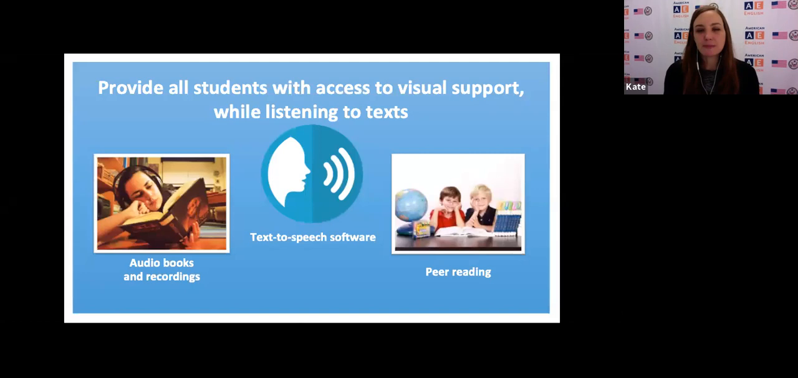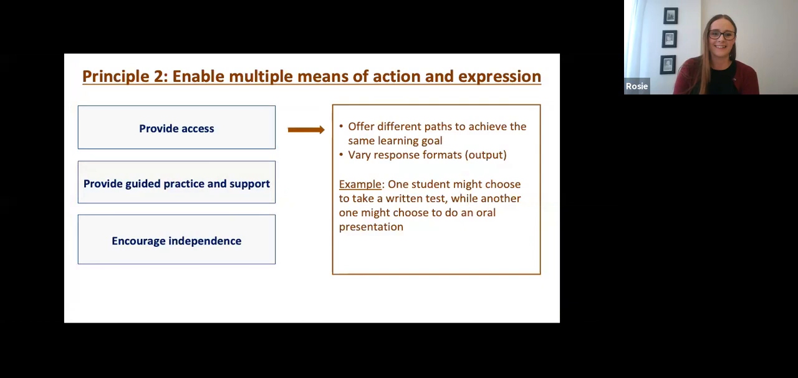How about principle number two, enabling multiple means of action and expression? Yes. So again, let's start with providing access. We need to offer different paths to achieve the same goal. Now, what do I mean by this? Well, you're going to see it says variety of response formats. This means how can students demonstrate learning in different ways, right? So we're not going to have a one-size-fits-all.